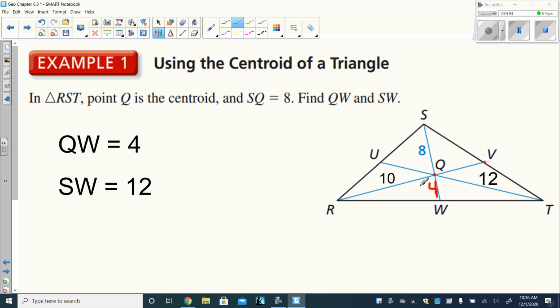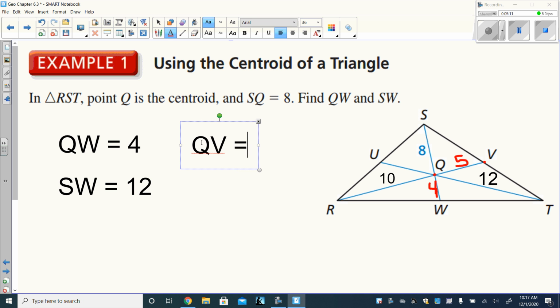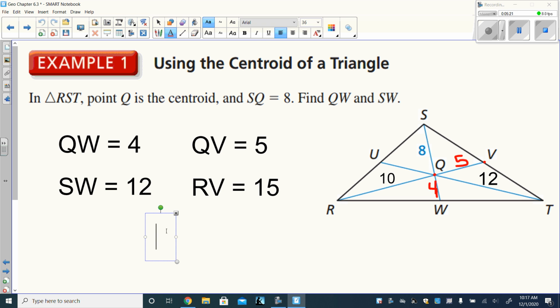So they gave us the bigger length, which was 10. The smaller length is always going to be half the bigger, so we have to divide it by 2, and 10 divided by 2 would be 5. So it tells us that QV is equal to 5. Now RV is going to be the whole length, and we can just add those two together: 10 plus 5 gives us 15. And that's it.